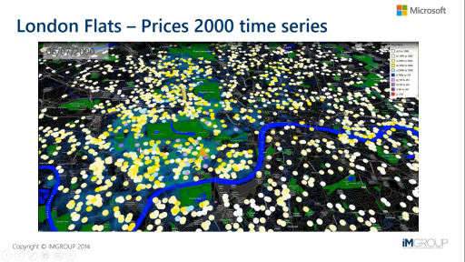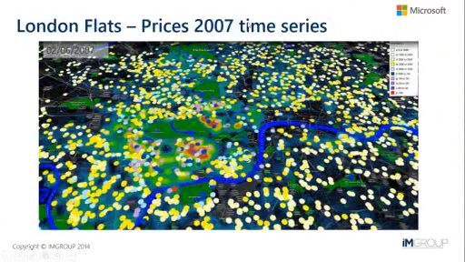There's some violet, lilac, which is sort of around 1 to 2 million, 2 to 3 million pounds showing up as well. And this is in 2000. So if we march ahead to 2007, now look at that.